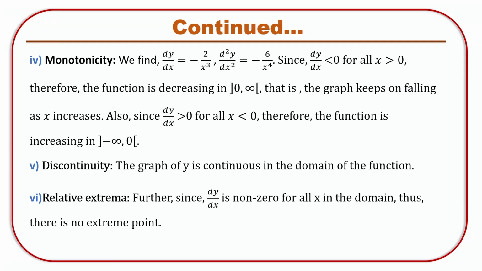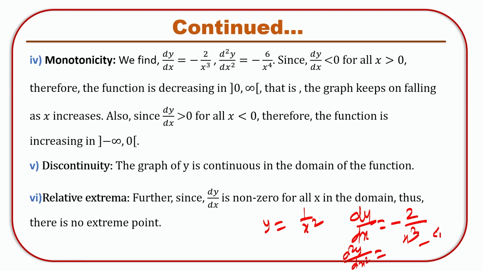So now we will focus on the monotonicity and concavity. For monotonicity we first have to find the first derivative. So, what will be dy/dx? y equal to 1/x², hence dy/dx is equal to minus 2/x³, right. And similarly, d²y/dx² is equal to 3 into 2, 6. So this will be minus 6 divided by x to the power 4, right.